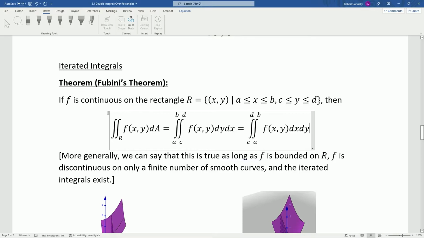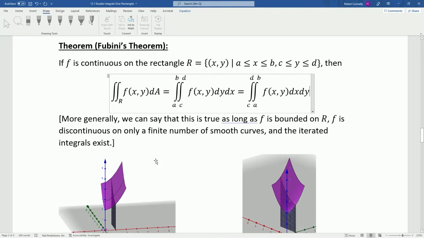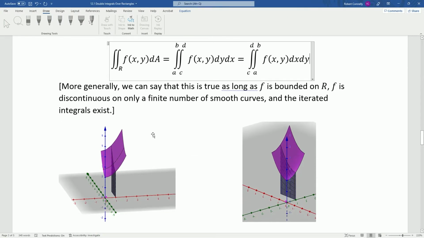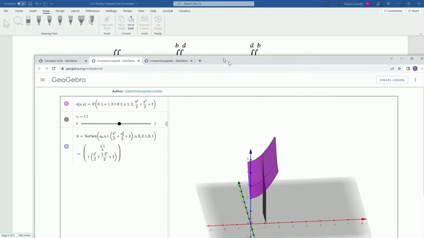So more generally, we can say that this is true as long as f is bounded on R and f is discontinuous on only a finite number of smooth curves, and the iterated integrals exist. So we've got some pictures here, but they're not really going to give you the perfect idea of what they're trying to represent, but hopefully it's helpful for looking at in your notes. But let's actually take a look at a little applet to display this better.